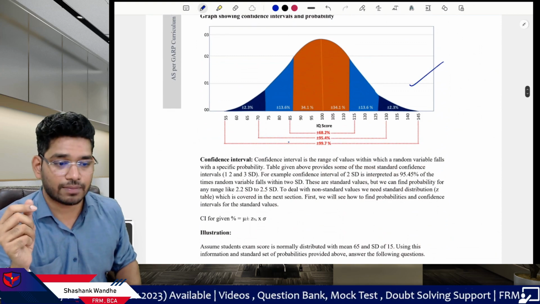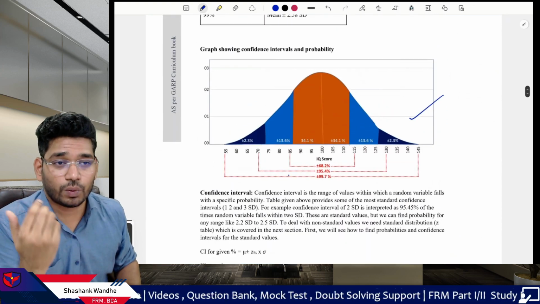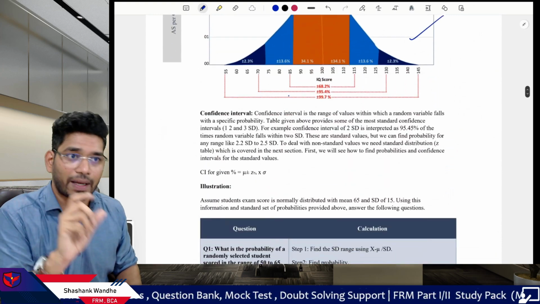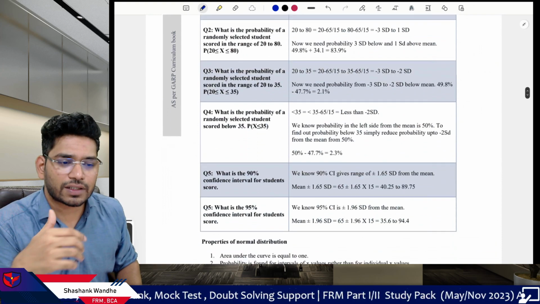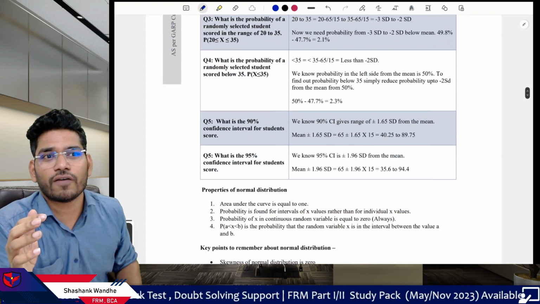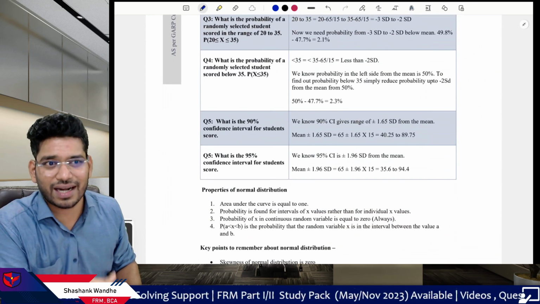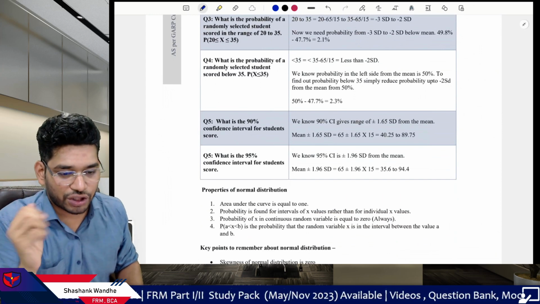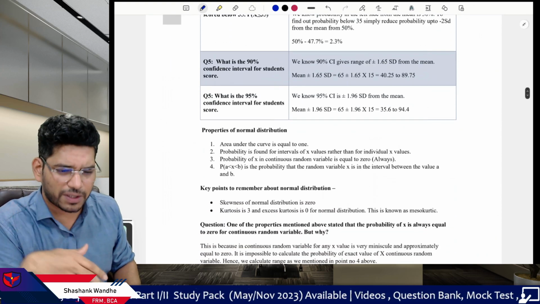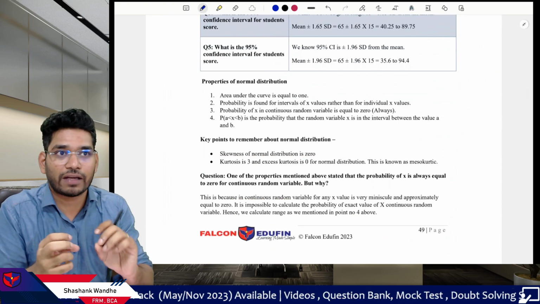Then diagram, must remember. With the help of this diagram, you will be able to solve confidence interval questions. GARP likes to test the confidence interval question. Now here there are a number of illustrations on confidence interval. Once you see or understand these illustrations, there is no possibility that you will miss any question in the examination which is based on the confidence interval.